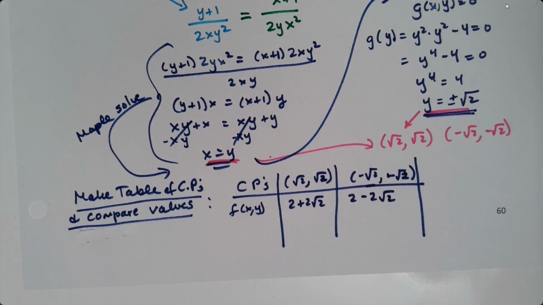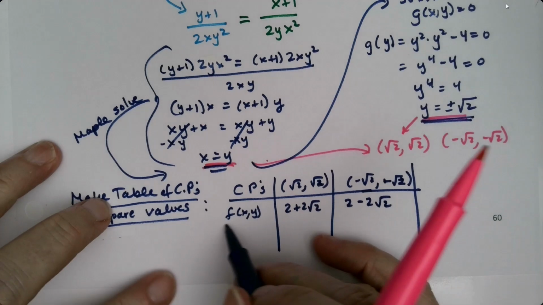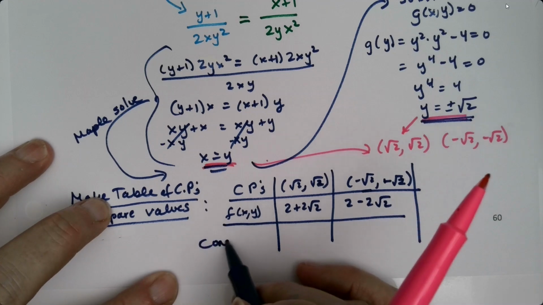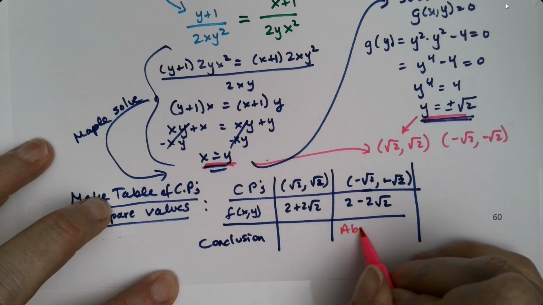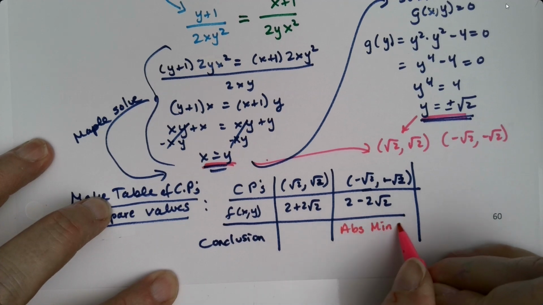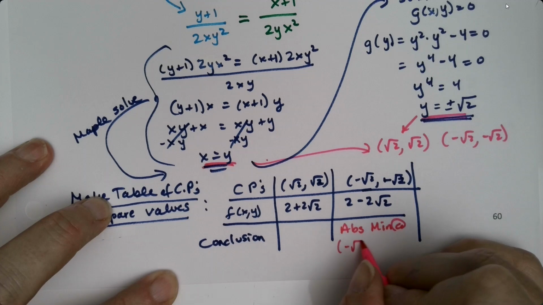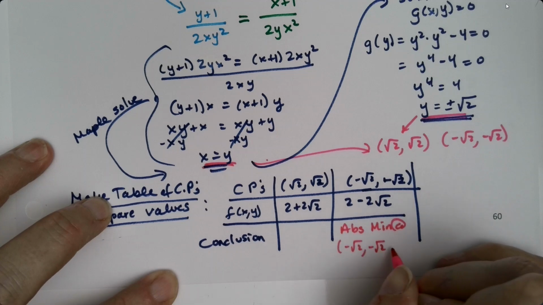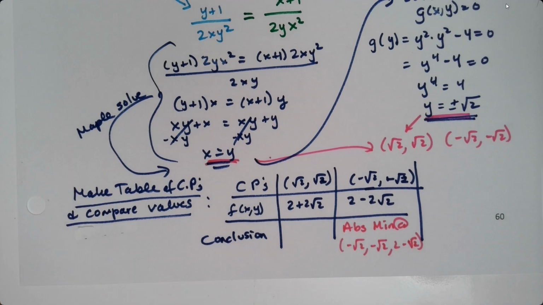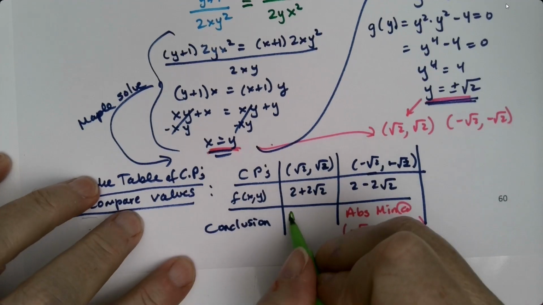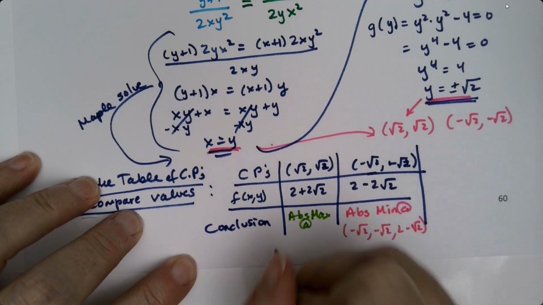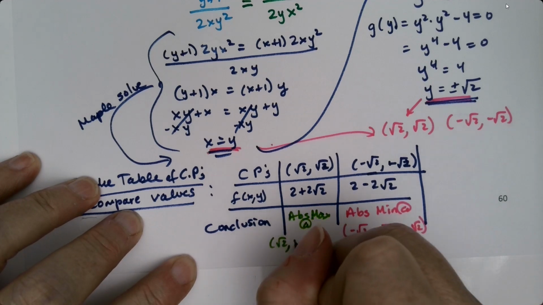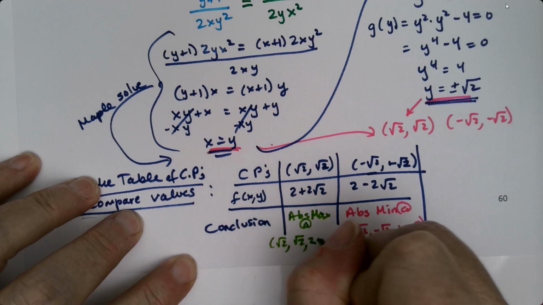So that means that we have an absolute min. This is our conclusion that we would draw down here. We have an absolute min at negative square root of 2, negative square root of 2, 2 minus 2 square root of 2. And we have an absolute max at square root of 2, square root of 2, 2 plus 2 square root of 2.